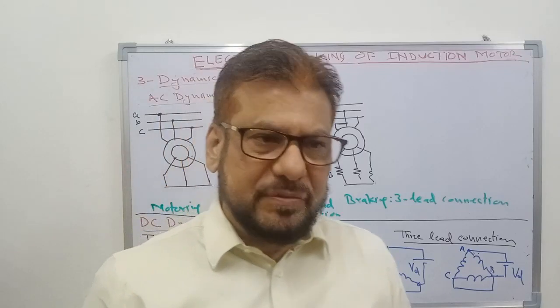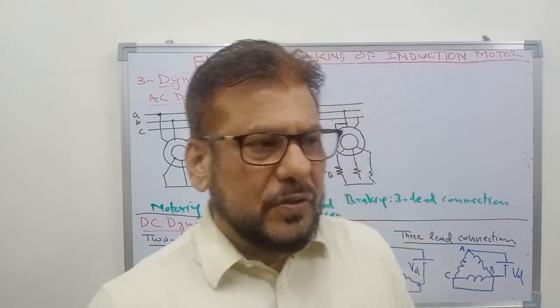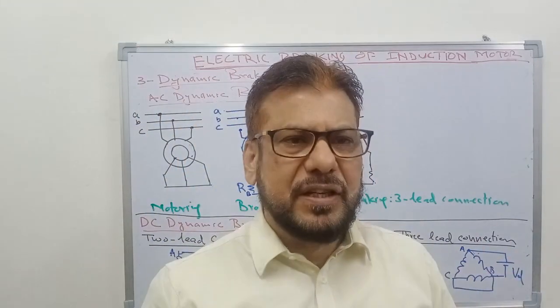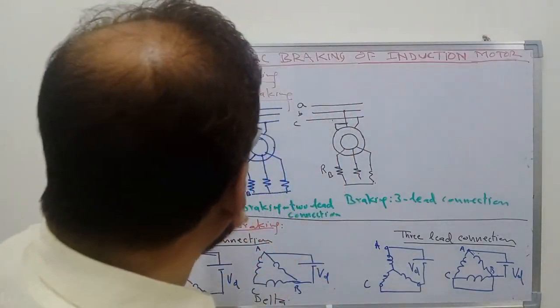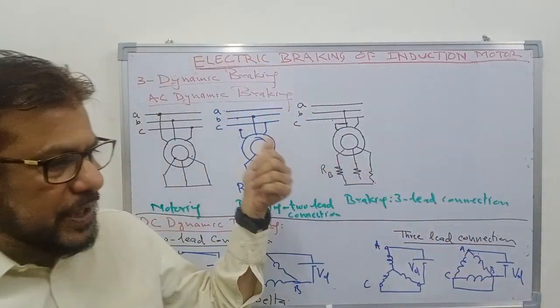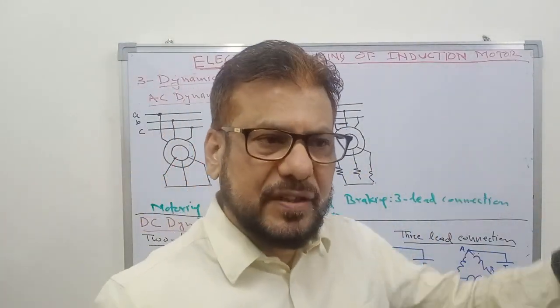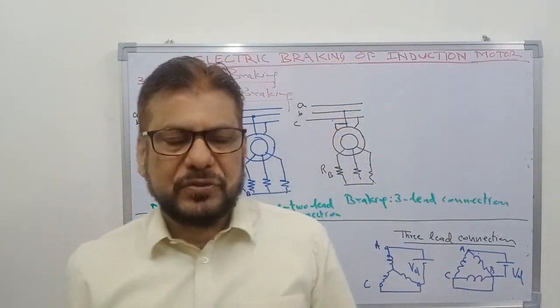You can go through your textbook if you want. The details are given in the book. I will only explain the gist of what is there because the analysis is quite complex. There are two types of dynamic braking. One is AC dynamic braking and the other is DC dynamic braking. In AC dynamic braking, AC supply is used, and in DC dynamic braking, DC supply is used.